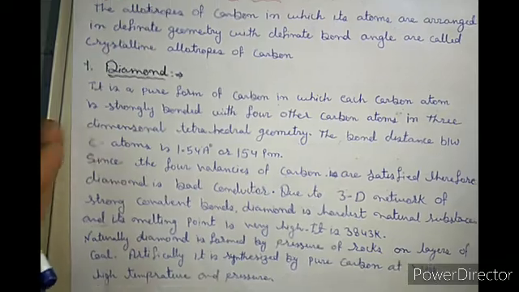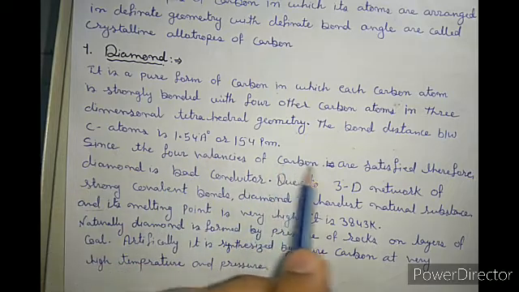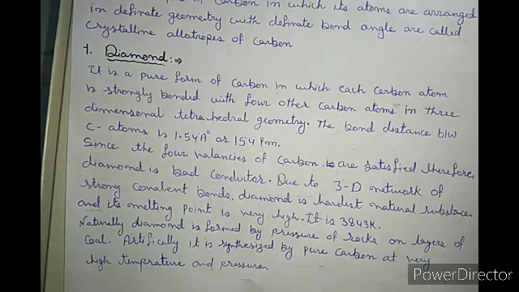Got it? Now, let me consider some properties: why it is a bad conductor and why it is the hardest natural substance. Since the tetravalence, that means four valencies of carbon, are satisfied, meaning carbon is bonded with four other carbon atoms completely, therefore diamond is a bad conductor.